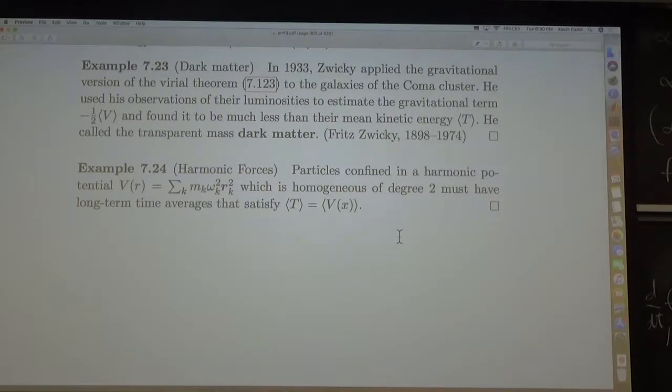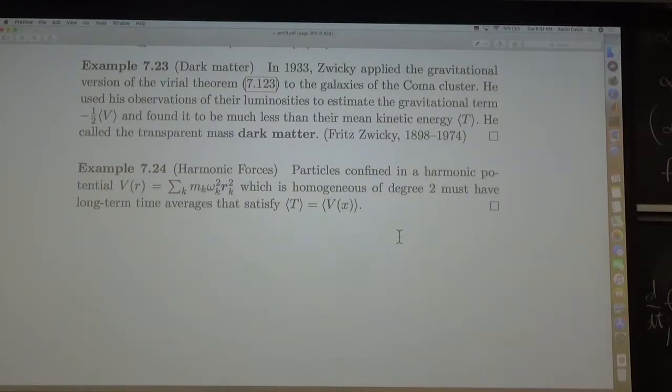It was very cute. Dark matter. Well, in 1933, Zwicky applied the gravitational version of the Virial Theorem. Again, on average T is minus a half V. And he was looking at galaxies in the Coma cluster, which is a supercluster of galaxies. And what he found was that the galaxies were moving too fast for the number of stars that he computed were in the Coma cluster.